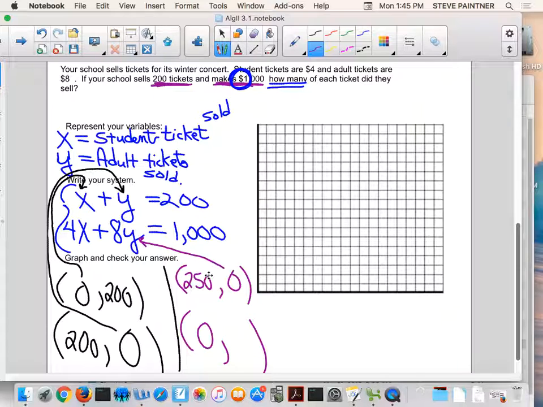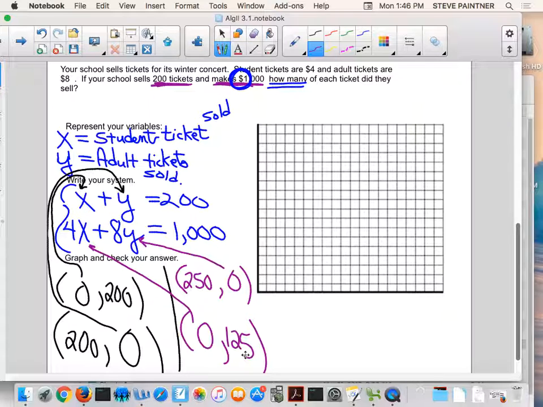You got to get good at this, guys. You really do. 0 goes in for what this time? x. Cover up the x term. 8y equals 1,000. I don't expect you to know this. Would you just divide? Okay. Just yell the answer up. Don't be so quiet about it. Okay, 125.